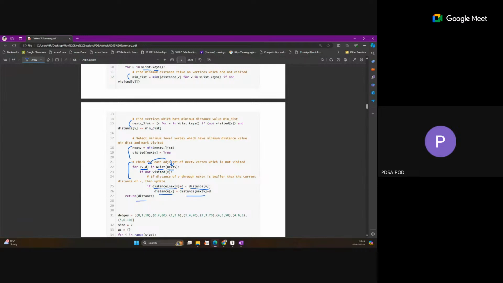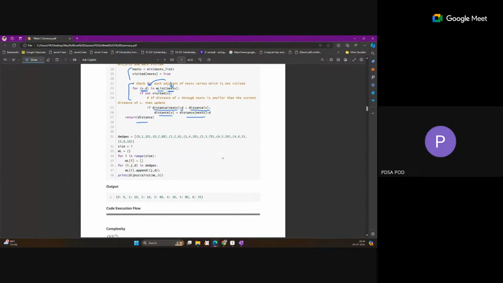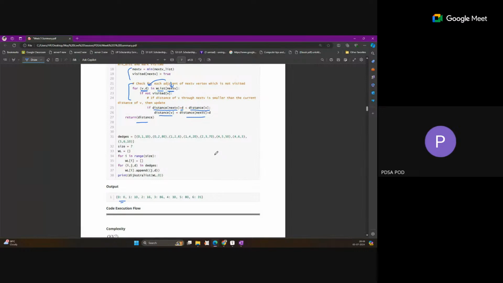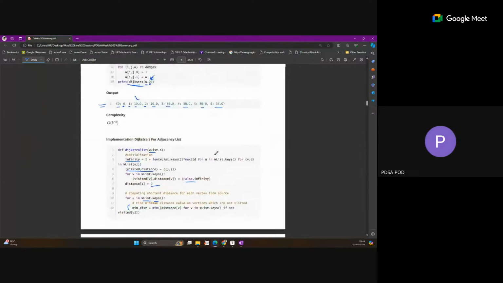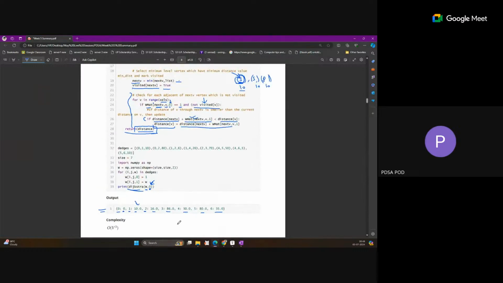And after that we get the distance dictionary with the shortest path from the source. So the same data is there and we get the same output with the adjacency list. Okay, so these are the steps for the Dijkstra algorithm.